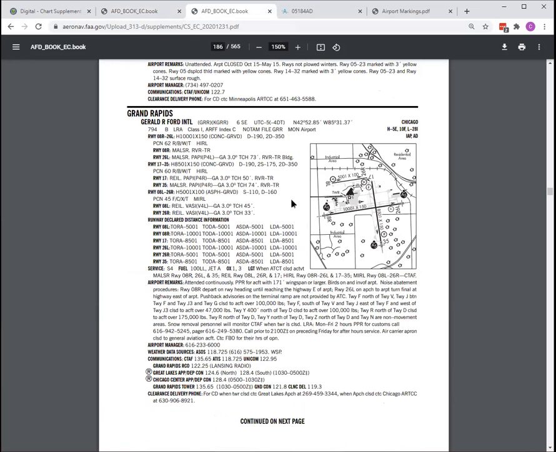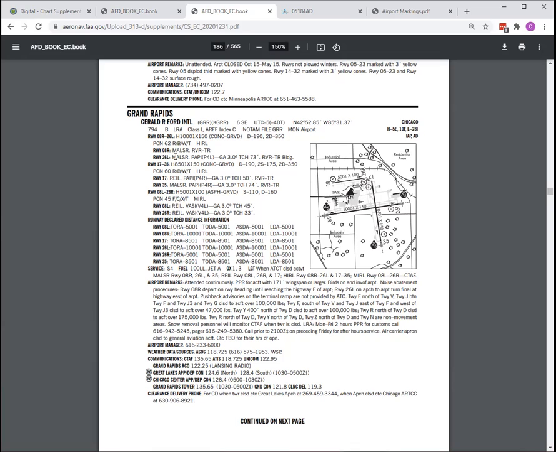Now, I pulled up Grand Rapids, Gerald R. Ford International Airport, and I thought we could just go through this and talk about what an entry means and what kind of information is available here, because these are really great resources when you're planning flights. And if you want more information about an airport, this is a great place to look.